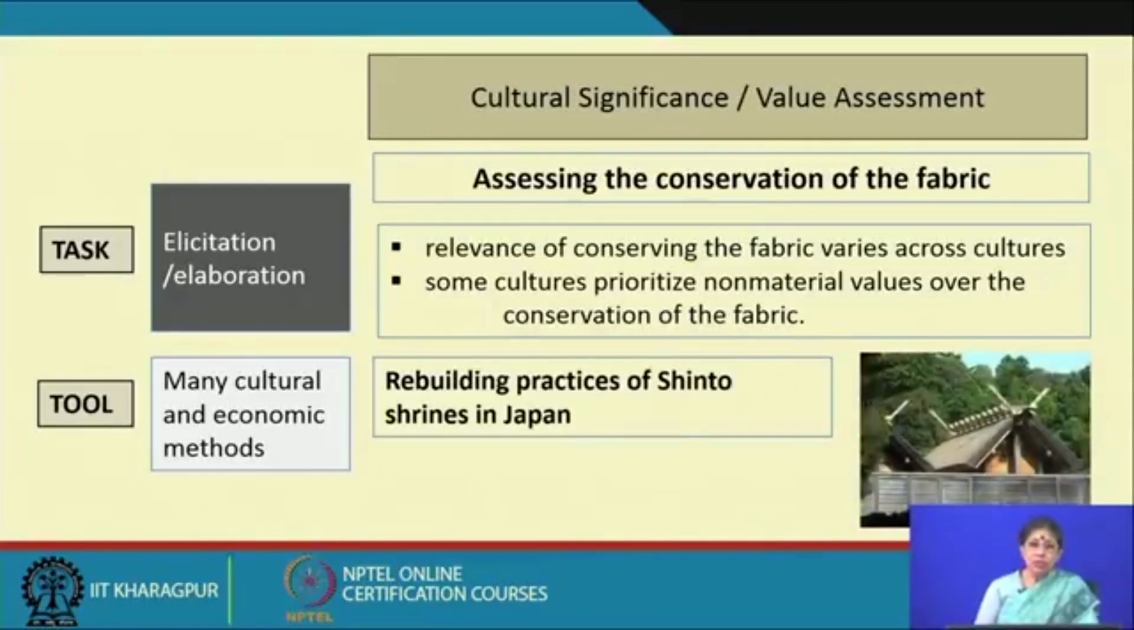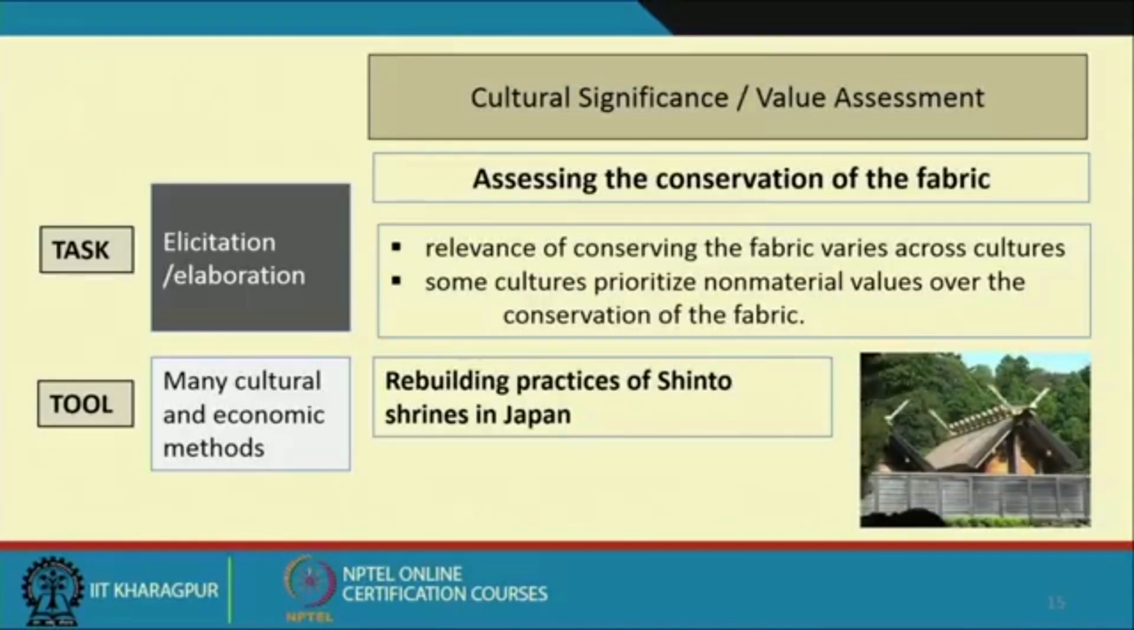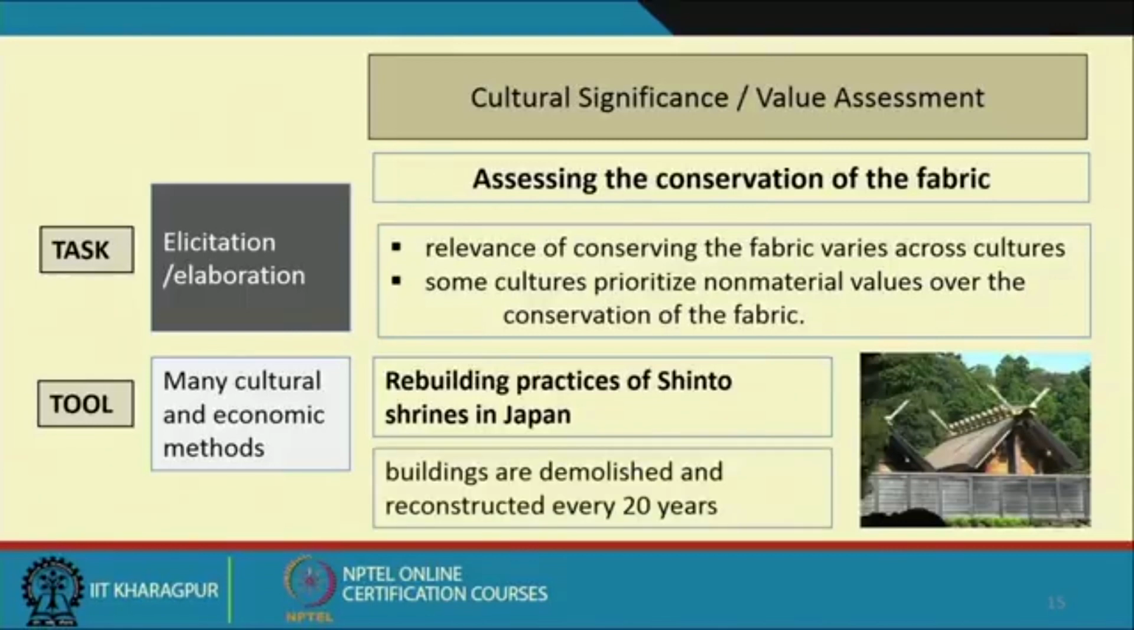One very well known example in this aspect is the Shinto shrines of Japan. In the Shinto shrines of Japan, there is a tradition where the buildings are demolished and reconstructed every 20 years. One would shudder at the thought that these old structures are demolished every 20 years and exactly reproduced on the same site. Now, why? And that is the way they continue.